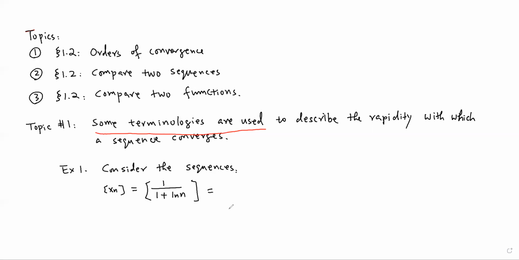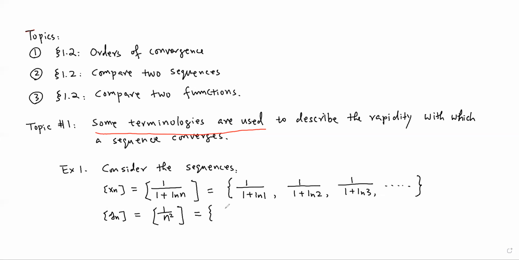The first term of this sequence is when n is 1, log of 1. When n is 2, second number, and when n is 3, third number is this, and so on. This notation means this sequence. Now, second sequence, yn is 1 over n squared. First term is 1 over 1 squared, 1 over 2 squared, 1 over 3 squared, and so on.